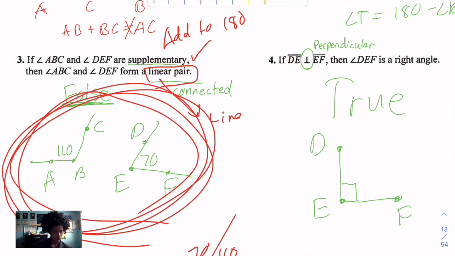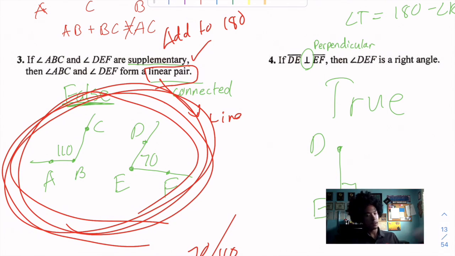All right, number 4, it's going to be true if the lines are perpendicular. No matter how you draw it, you can draw it any way you want. If you draw perpendicular lines DE and EF, angle DEF will always be a right angle, no matter how you draw it. Cool. I guess that is it for this.